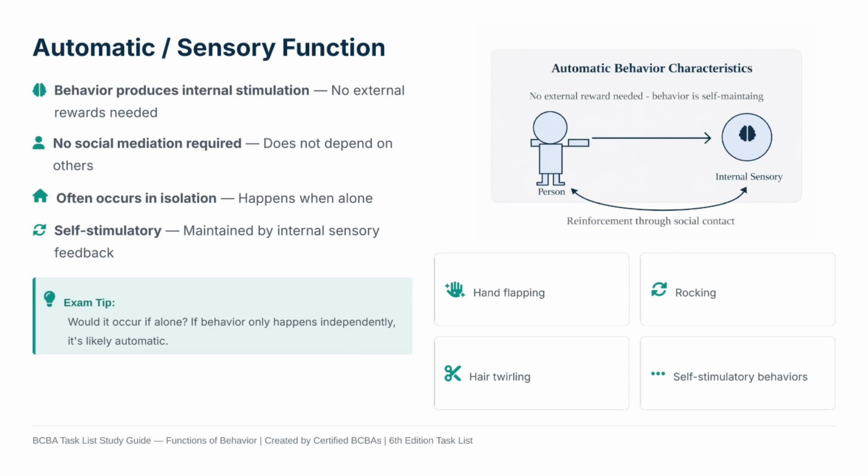Automatic behaviors are maintained by internal sensory stimulation. The reinforcement is produced directly by the behavior itself. Unlike attention, tangible, or escape functions, automatic reinforcement does not require another person. It does not depend on social mediation. This is why automatic behaviors often occur when the individual is alone, during low-demand situations, or even in completely isolated settings. The behavior produces its own reinforcing consequence. When analyzing scenarios, ask yourself, if no one were present, would this behavior still occur? If the answer is yes, automatic reinforcement becomes highly likely.